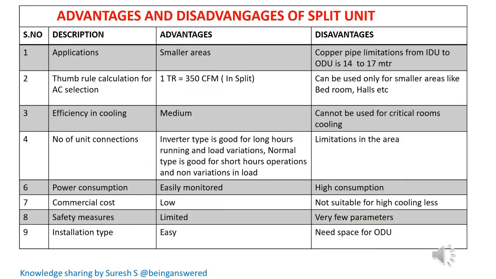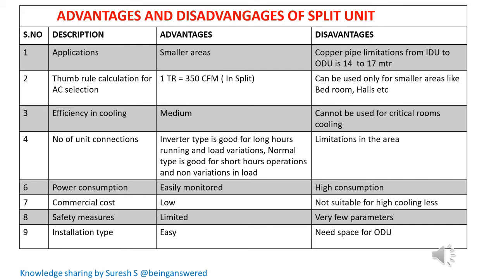Let us see the advantages and disadvantages of the split unit. It is recommended to install split units in smaller rooms and halls. The disadvantage is that the copper pipe limitation from the indoor unit to the outdoor unit is a maximum of 14 meters only. The thumb rule we already saw, we will recap it: for 1 ton it is 350 CFM, so it can be used for smaller, medium sized areas. Efficiency in cooling is medium, and for larger areas it will take more time.